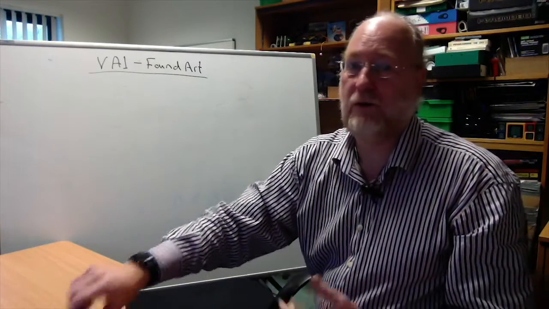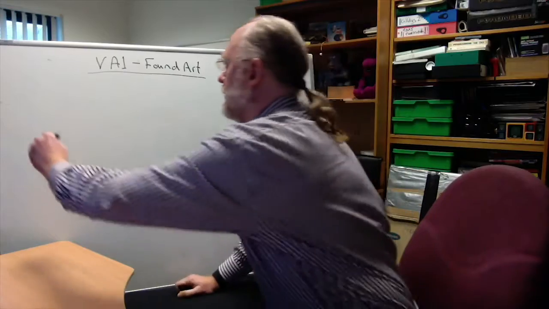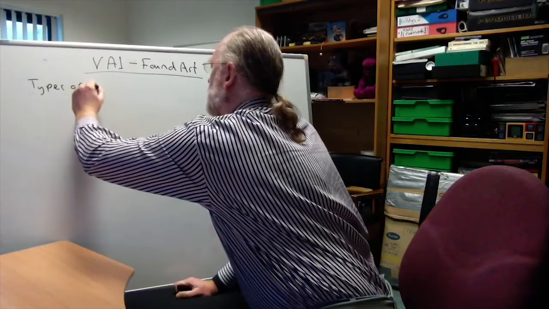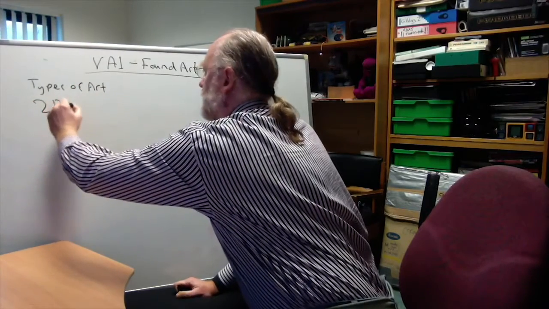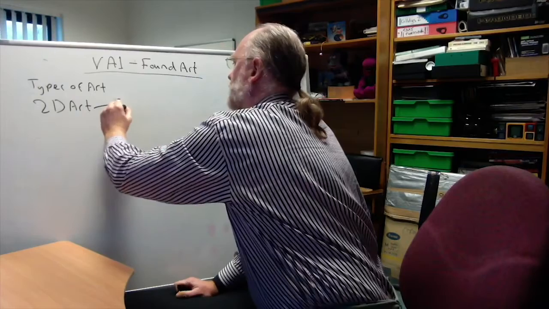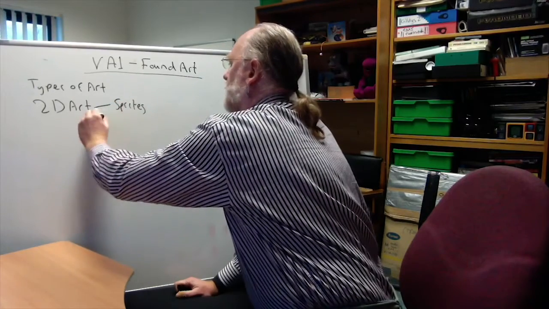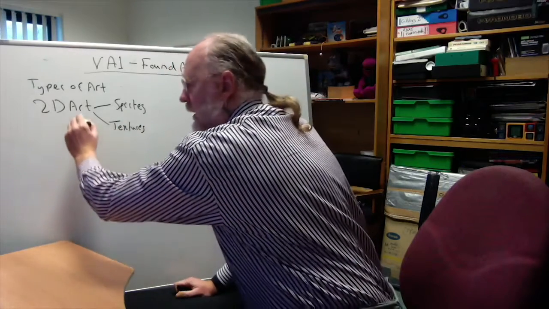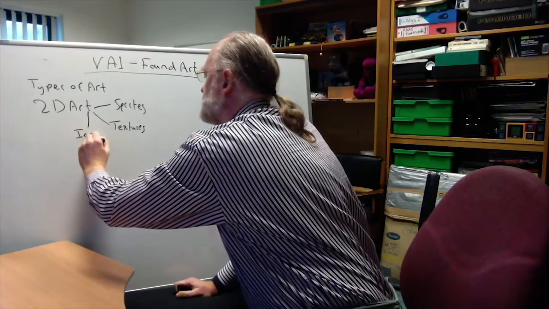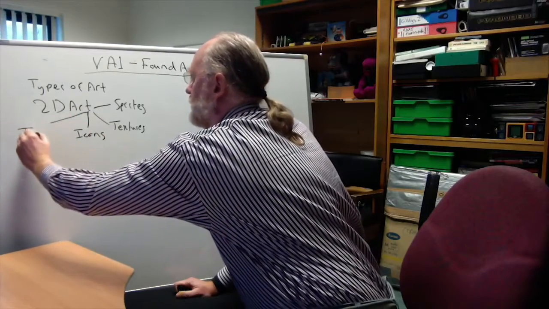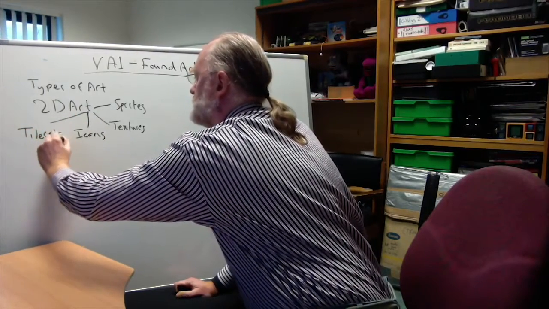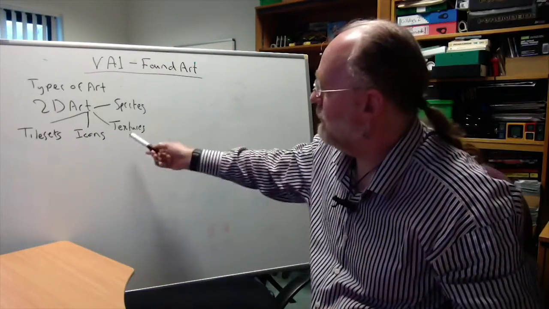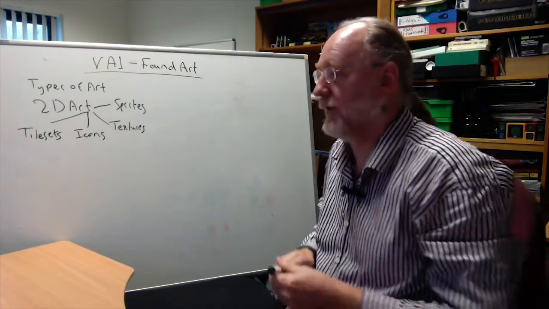So before we start, what kind of art are we talking about? Okay, well, firstly, there's 2D art. That might be sprites, might be textures, icons, and tile sets, and so on. All very useful for 2D games, and some of them, textures, particularly useful for 3D as well.